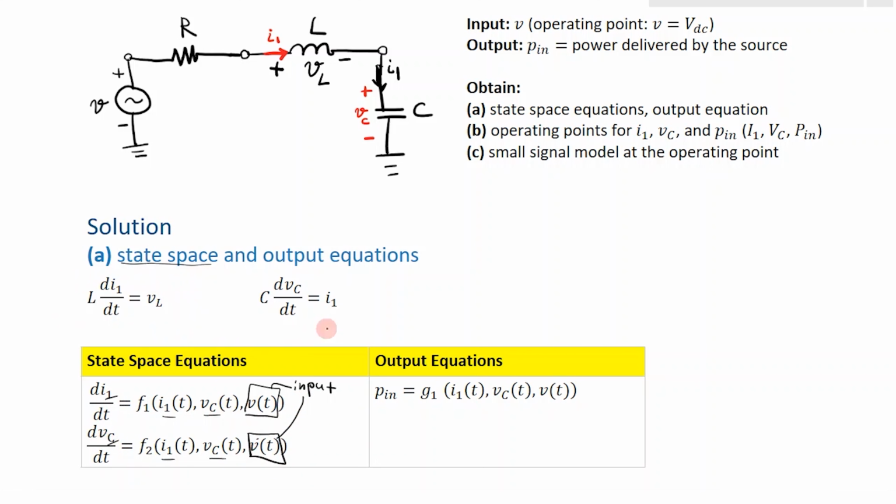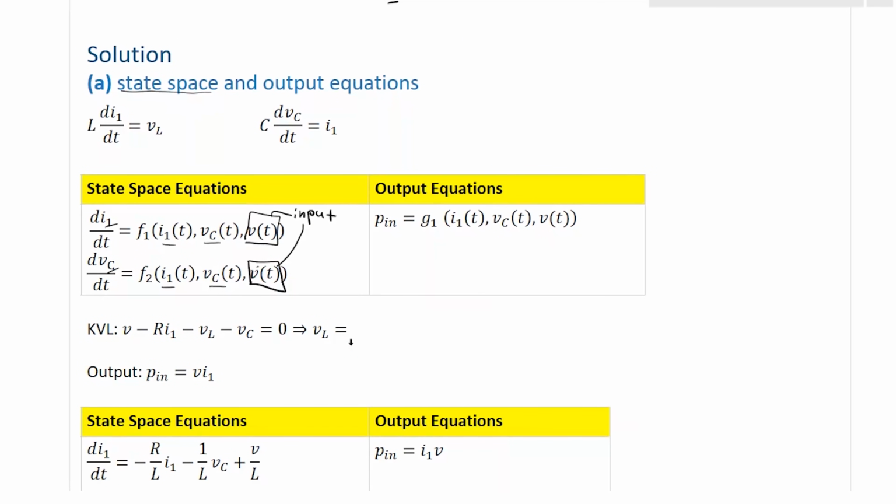So what do we have here? Here we already have I1 over C on the right-hand side. So this guy is one step away from being what we want. With this guy, we need some work because we have this VL, which is not a state variable. But we can use Kirchhoff voltage law to figure out VL in terms of everything else.